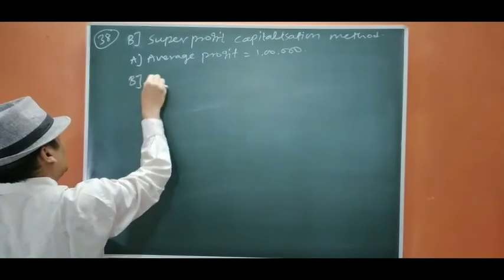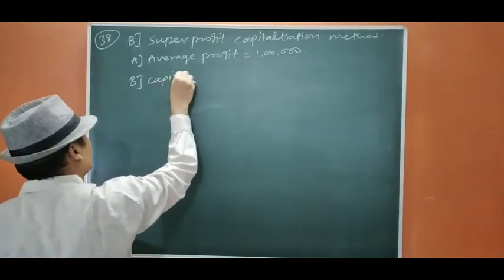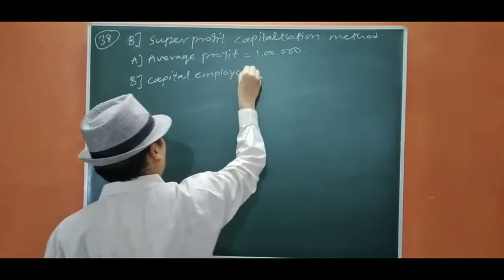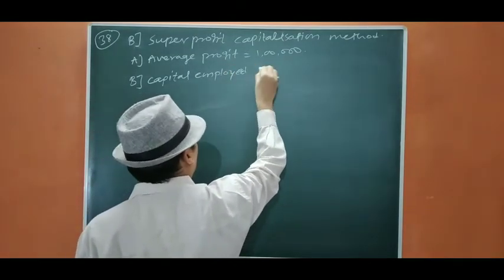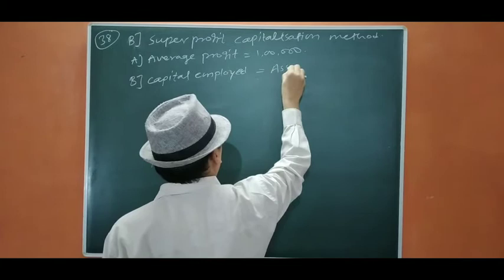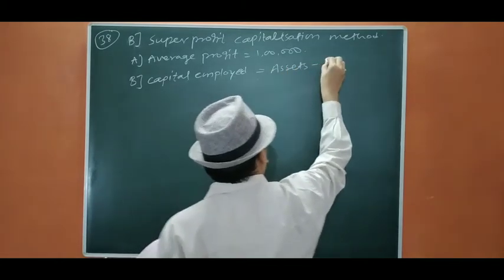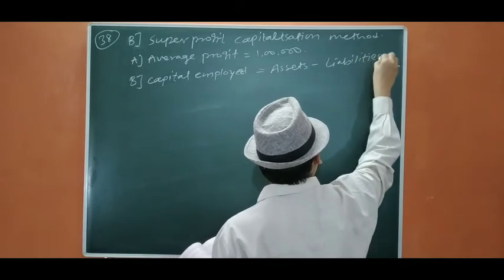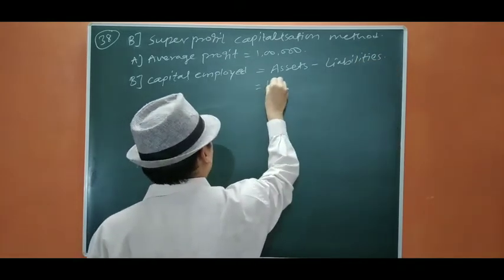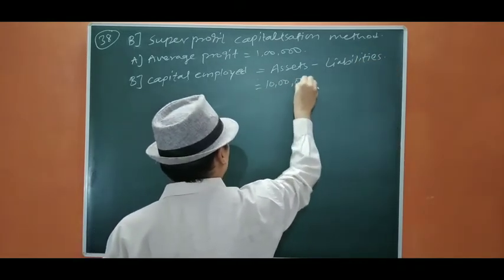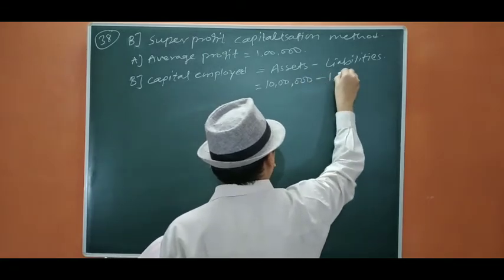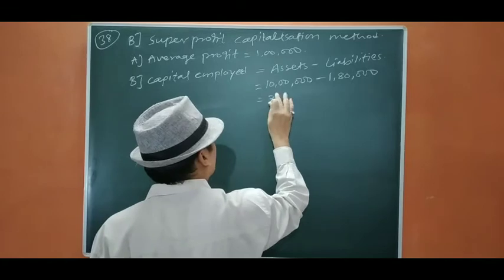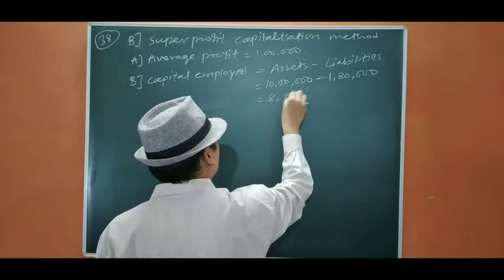Second, we are going to find out the capital employed. Capital employed equals assets minus liabilities, that is external liabilities. So it is given 10 lakh minus 1 lakh 80,000. It will be 7 lakh 20, sorry, 8 lakh 20,000.